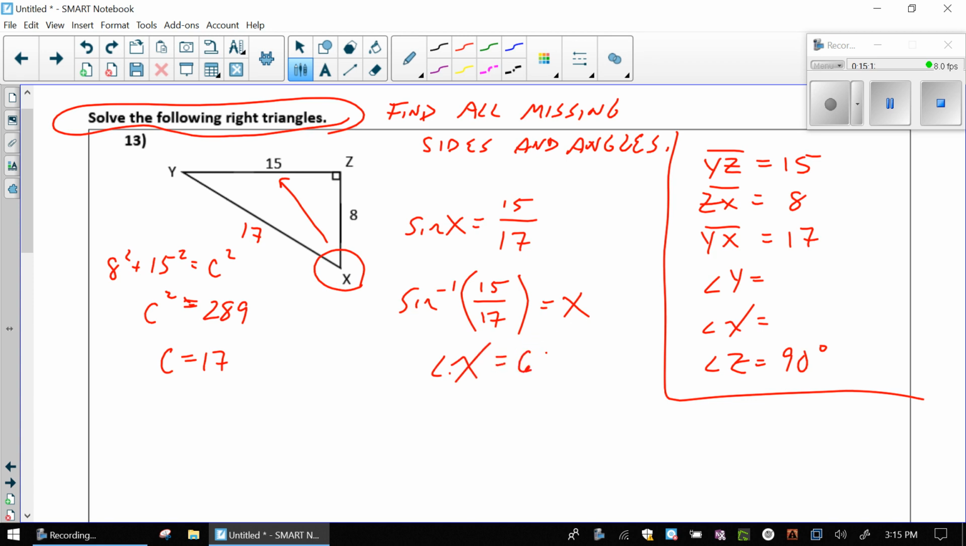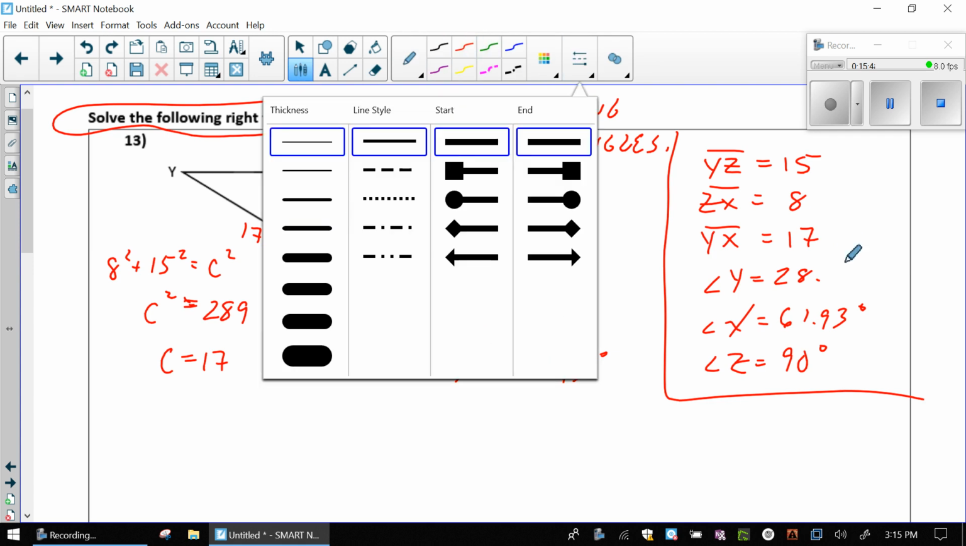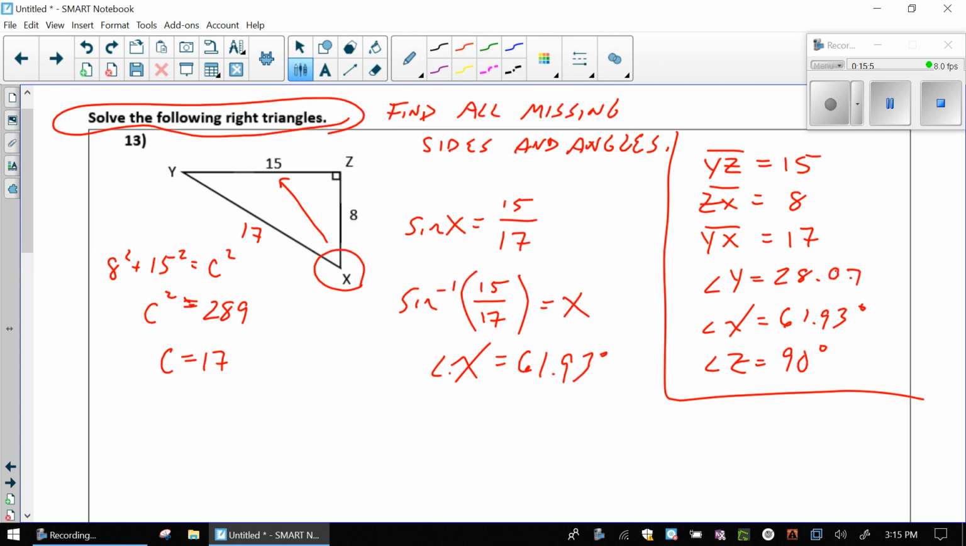equals 61.93 degrees. Now we could do another trig function to find y, or we can simply say we know the angles in a triangle add up to 180, so 180 minus 90 minus 61.93 gives us 28.07. Sorry, 28.07, I guess something didn't make sense there. And there we go. We solved the triangle.